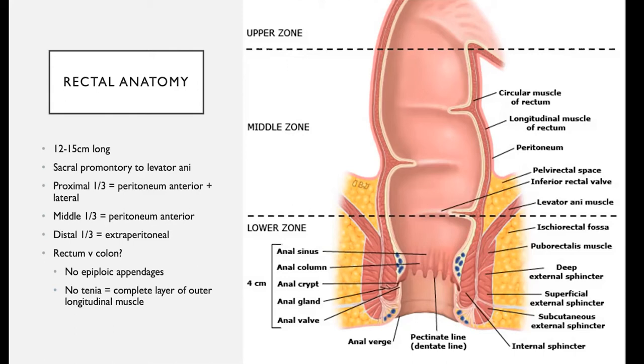Two of the main ways you can tell that you're looking at rectum versus colon is that the rectum does not have any epiploic appendages, whereas the colon does. And the rectum also doesn't have any tinea coli, whereas the colon does. And this is because the rectum has a complete layer of outer longitudinal muscle.